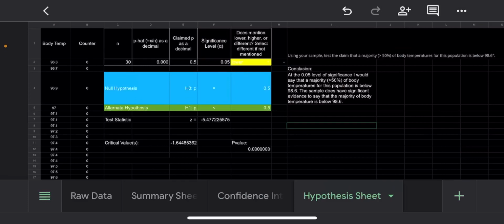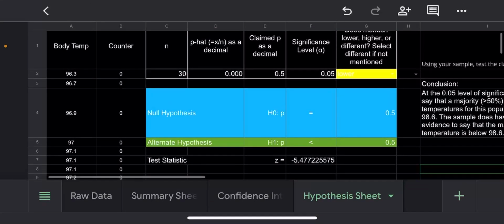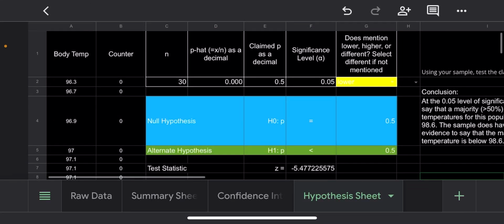The question I am answering is, using your sample, test the claim that a majority, 50% or above, of the body temperatures for this population is below 98.6. If we look at our data, the counter argument for this question is all 0. We have none that are above 98.6.